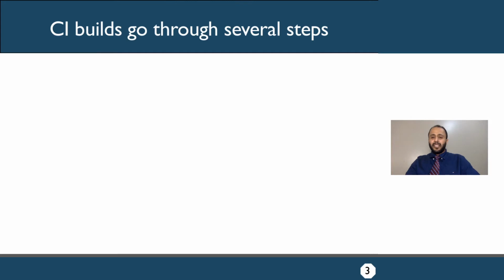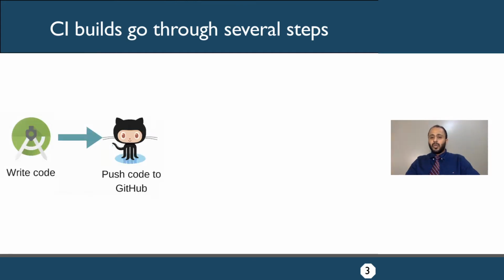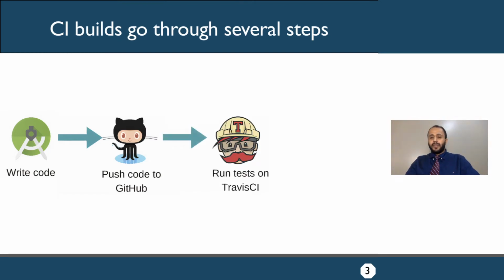CI starts by developers changing the code, committing such changes to the version control system such as GitHub, and these commits will trigger a build on a CI service like Travis CI. If things go successfully, the software is packaged and deployed to a deployment provider.